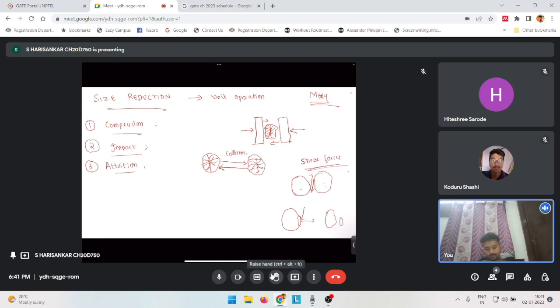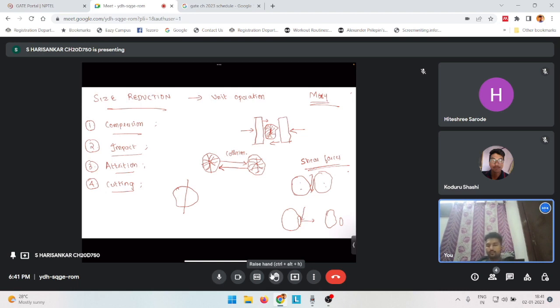And then one more principle is cutting. The mixie, as I said, is the perfect example for cutting. You have a particle, and you just cut it using a very sharp object like a knife or a blade. That is basically cutting. So these are the four major principles or pathways by which size reduction can happen in any of the mechanical operations.